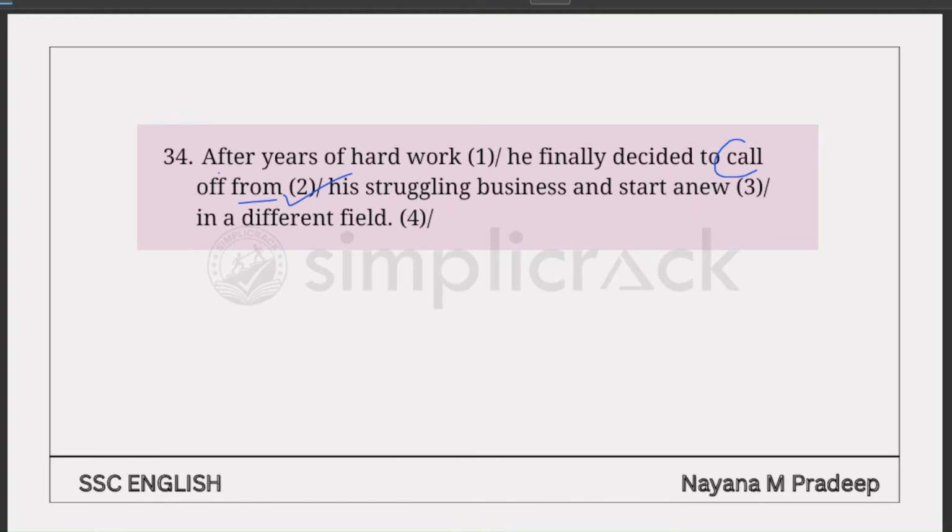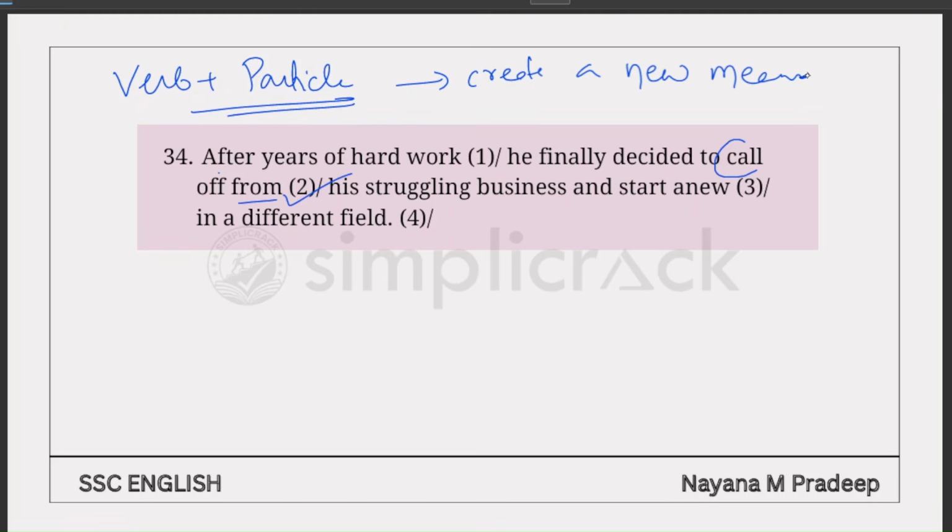Now what is a phrasal verb? Phrasal verbs are usually two or more words that come together to form a completely new meaning. You have a verb, along with which you have either an adverb or a preposition. You can add more words along with the verb. Basically, you can say a verb and a particle come together to create a new meaning altogether, entirely different from the actual meaning of that verb.